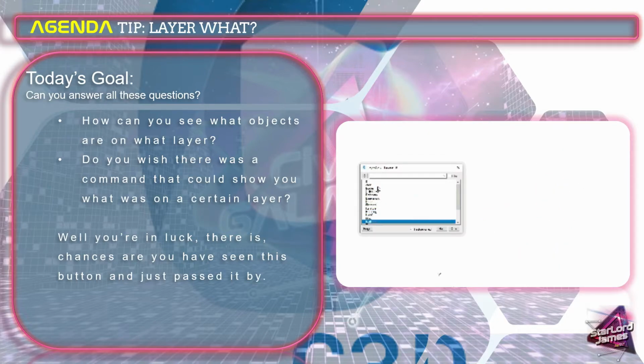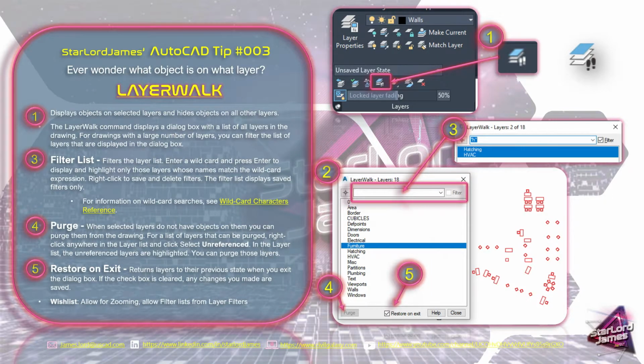So I'm going to show you that in a minute, but let's talk about what the command is. This command is called LayerWalk. You may have seen it. You've probably passed by it for many, many years and just never bothered to investigate. It's the one with the 2 little feet on it, or shoes, whichever you want to call it. Basically what it does is it'll open up a dialog box that looks similar to this one.